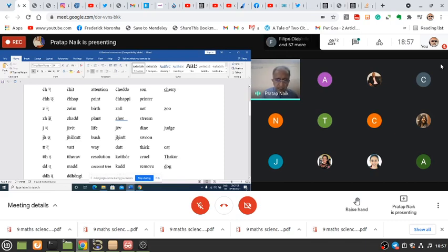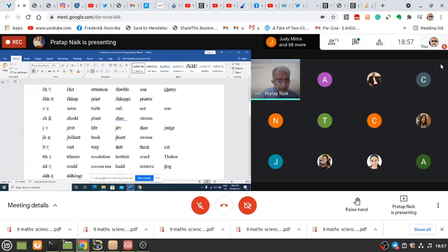And another example, jeent, swoon. You get news that a person very dear to you died in an accident, and you get such a shock. That is called jeent.